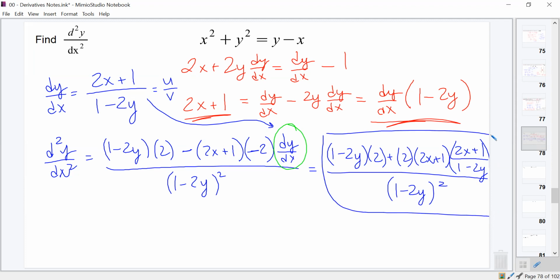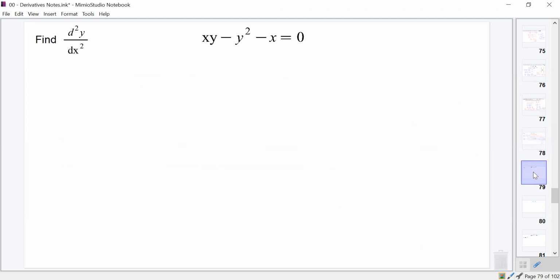It's possible to simplify that down so that it's not a complex fraction, right? You just distribute everything over here together, and then you would multiply everything on this side by (1 minus 2y) over (1 minus 2y) to get a common denominator and bring them all together. But this answer right here is perfectly good. So we'll do one more of these, and then we're going to be done talking about implicit differentiation.